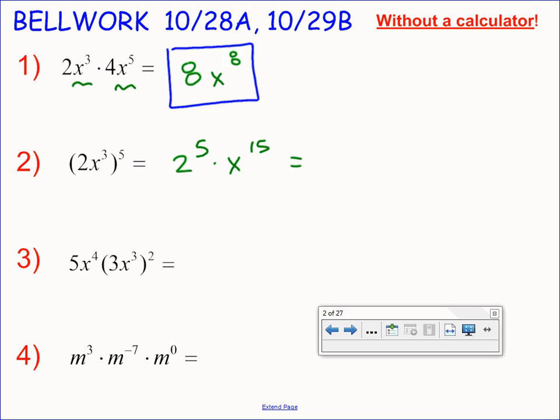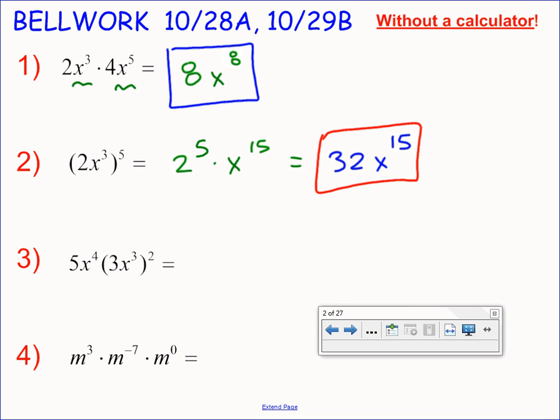So my final answer we could write as 2 to the 5th, contrary to popular belief, is not 10, right? It's 2 multiplied by itself 5 times, so that's 32x to the 15th. Please raise your hand if you already had that. Yes, hey! One of your quiz questions looks exactly like number 2, with different numbers. So you guys are 2 for 2 so far. All right, and number 3 then is a combination thereof.